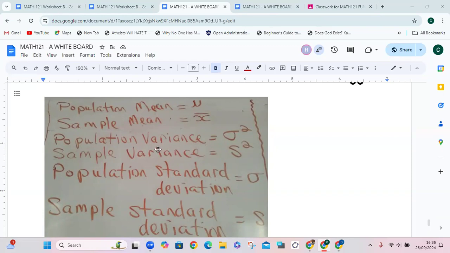The symbol for population variance is sigma squared. The symbol for population standard deviation is sigma. Sigma is the Greek letter that serves the same function as S. The English S is used for sample standard deviation. The sigma, the Greek S, is used for population standard deviation. So this is the symbol we've got to use to translate the words population standard deviation to a symbol.